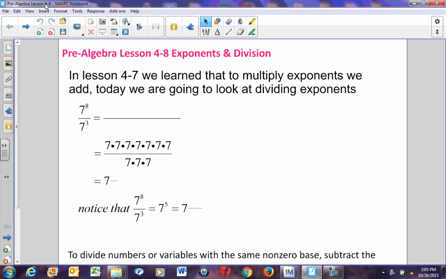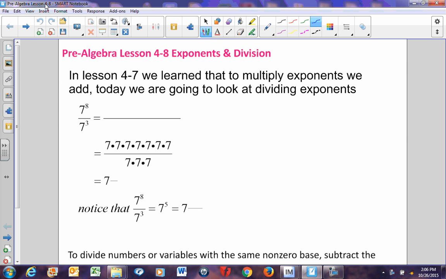This is pre-algebra lesson 4-8, exponents and division. Now in lesson 4-7, we learned that to multiply exponents, we add. So today we're going to look at dividing exponents for a few minutes. Let's take a look at the following problem. 7 to the 8th divided by 7 to the 3rd.